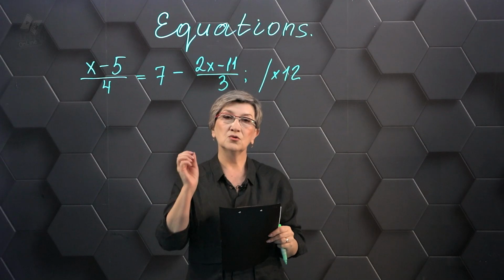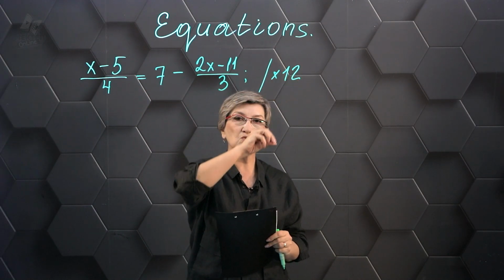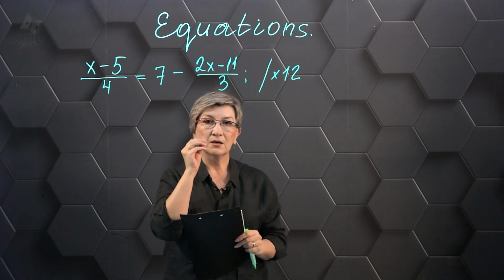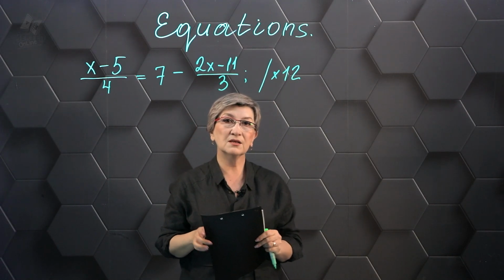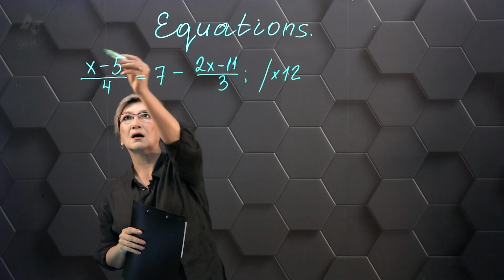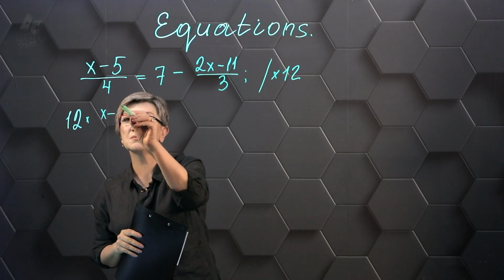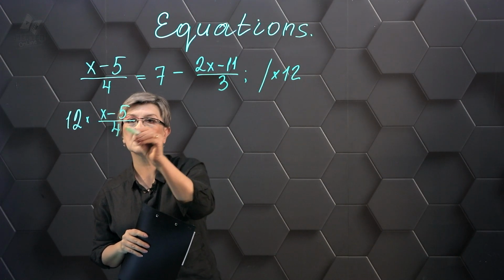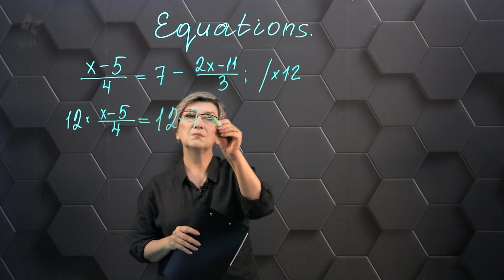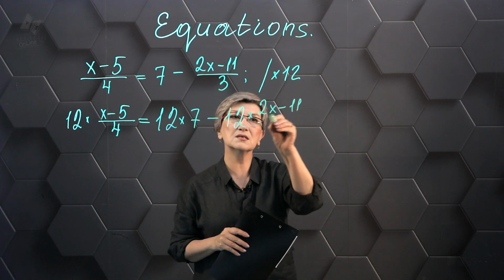If you're to solve this equation by multiplying by the common denominator, then you have to multiply each of the summands by 12. So, we only have one fraction. 12 times x minus 5 divided by 4 equals 12 times 7 minus 12 times 2x minus 11 divided by 3.